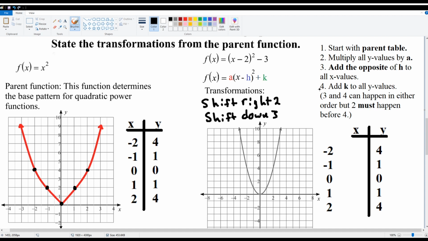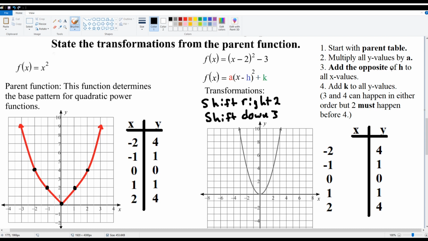So if you want to graph a transformed function and get all the transformed values for the table, the easiest way to do that is to start with the parent table of the function, the (-2, 4), (-1, 1), (0, 0), (1, 1), and (2, 4) values. Then take all of the y values in the table and multiply them by a. Again, since our a value is 1 for this question, we don't need to do this step.